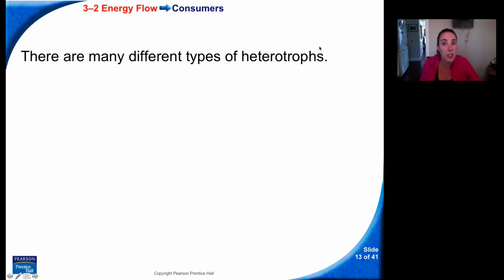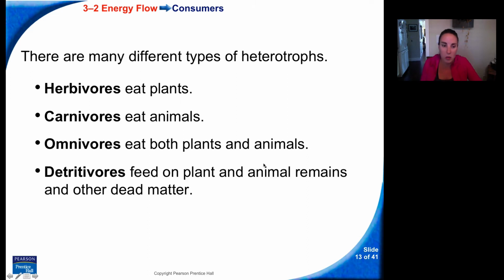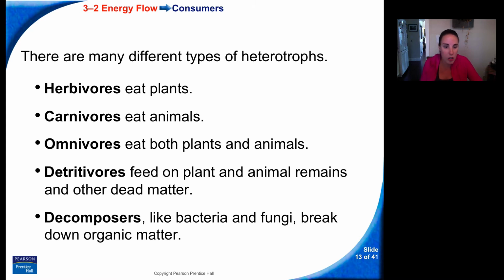There are many different types of heterotrophs. You've heard of some of these, I'm sure. Herbivores eat plants, carnivores eat animals, omnivores, which are, most humans are omnivores. We eat both plants and animals. Detritivores feed on plant and animal remains and other dead matter. They're basically also known as scavengers. And decomposers, like bacteria and fungi, break down organic matter. So they break down dead organic matter.